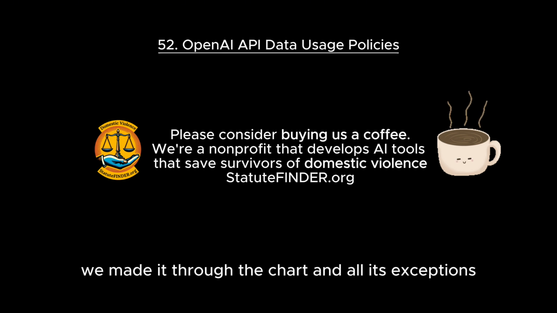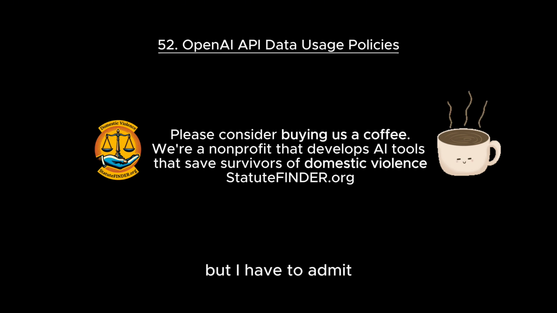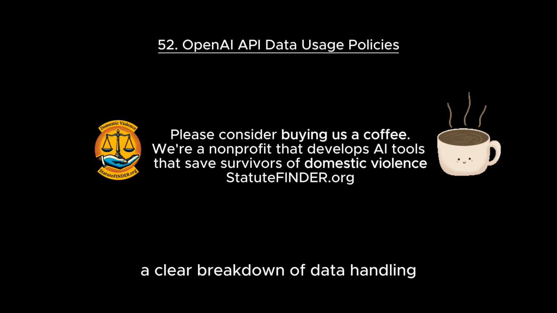Okay, we made it through the chart and all its exceptions. But I have to admit, there's one part of this document that really threw me for a loop. Ooh, a mystery. I love a good mystery. Lay it on me. It's the part about the Assistants API and evaluations. Instead of giving us a clear breakdown of data handling, the document simply says, for details, see our API data usage policies.